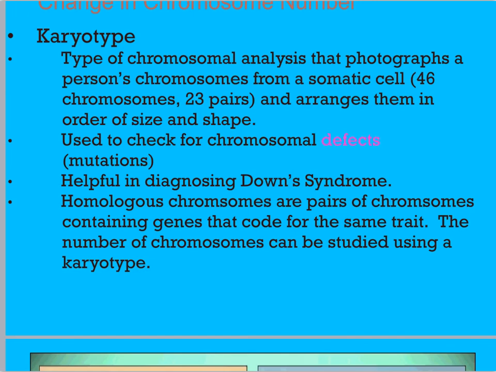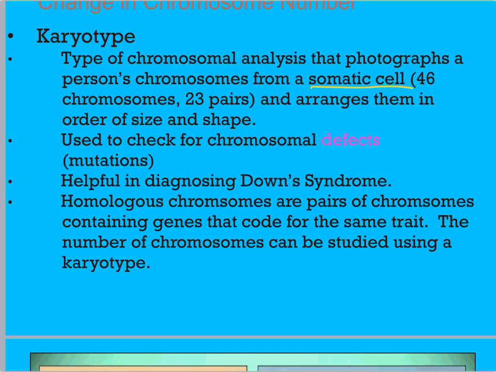So that brings us to a change in chromosome number. How do we see that? I mentioned that was possible before, but now we're going to talk about how we can see that. So that's going to be through a karyotype. A karyotype is basically a picture of a person's chromosomes. Okay, so it's a photograph of your chromosomes, and it's going to occur from a somatic cell. So it's going to be diploid. You're going to have 46 chromosomes, and they'll be lined up in 23 pairs. They are arranged by size and shape. Okay, they're put in order.